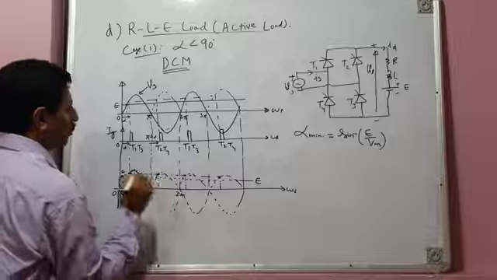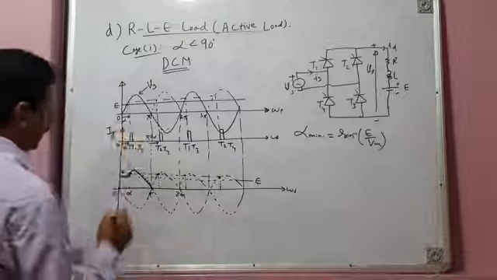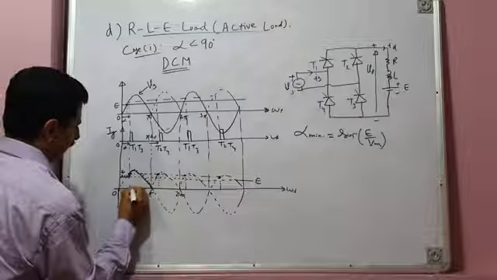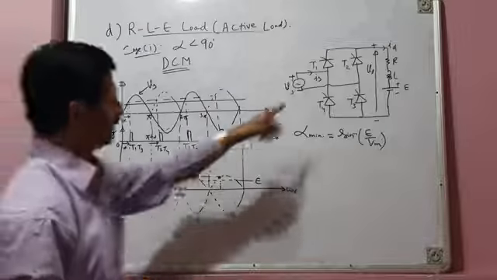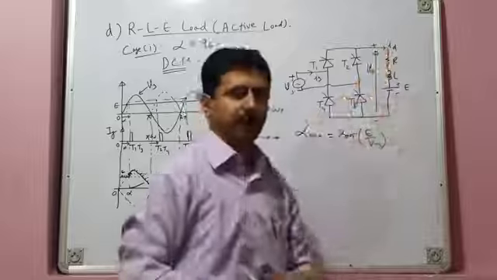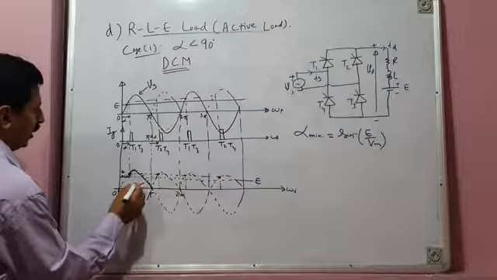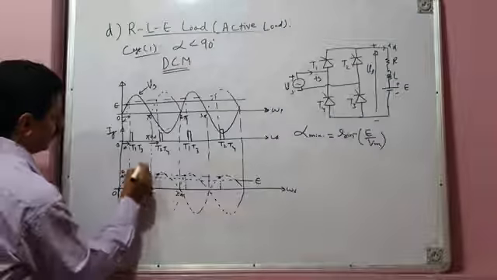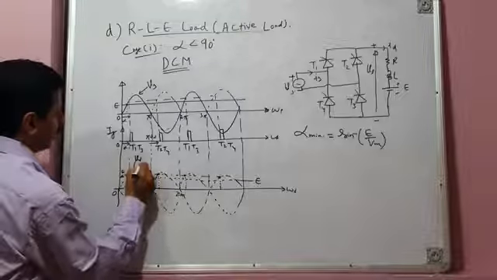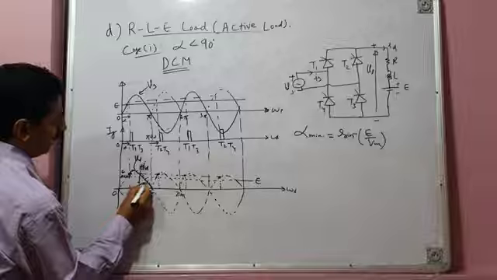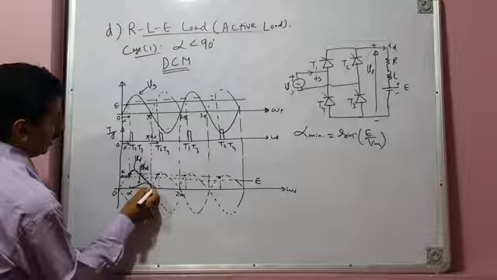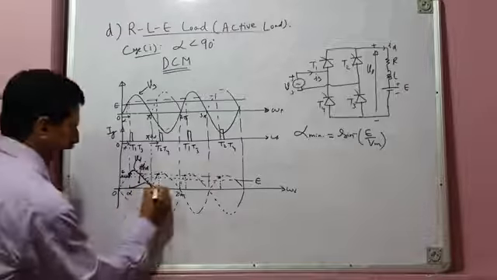From alpha to pi, your load voltage is the same as the remaining segment of the positive half cycle of source voltage. And what happens to the load current ID? ID starts rising. It reaches maximum value not at pi but between pi by 2 and pi, because we have an RL type load, not a purely inductive load. If this is VD, this is the load current ID. It reaches maximum value somewhere here, then starts falling and becomes zero here at beta.